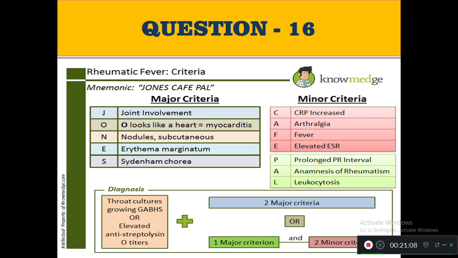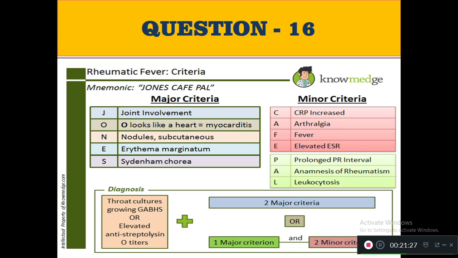So we have the mnemonic Jones Cafe Paul. Major criteria: J, joint involvement. O looks like a heart, that is myocarditis. N stands for nodule, subcutaneous. E stands for erythema marginatum, and S stands for Sydenham chorea.